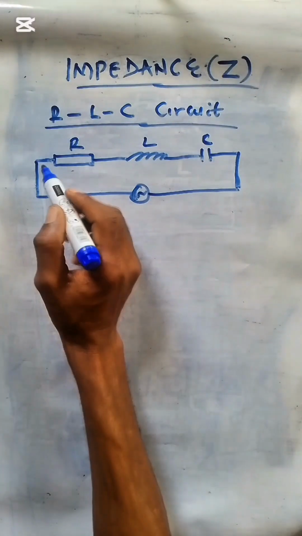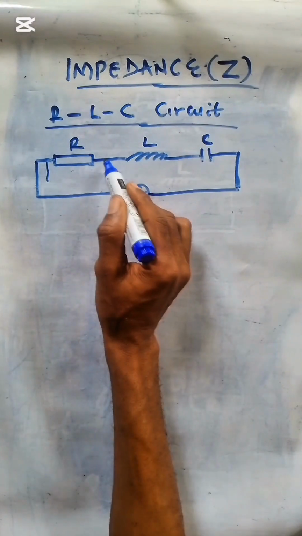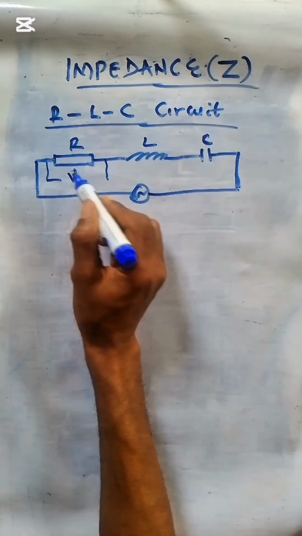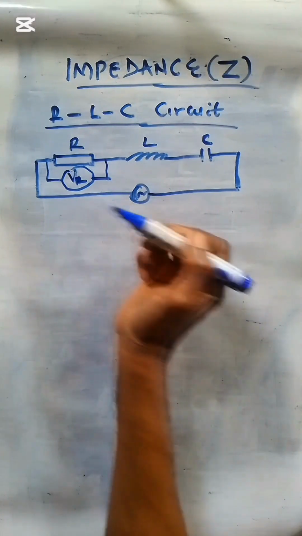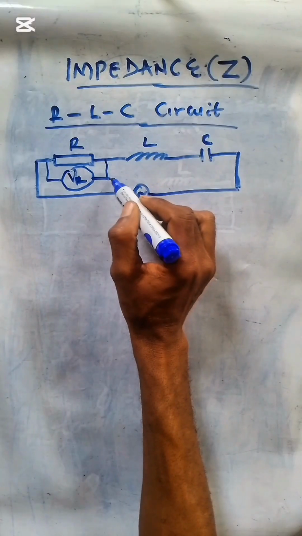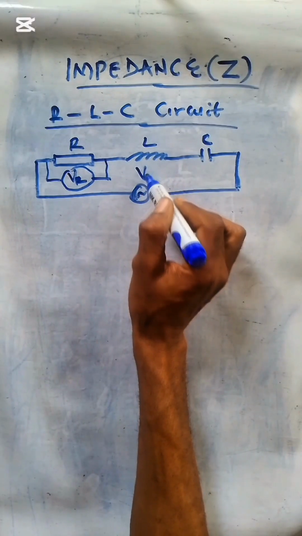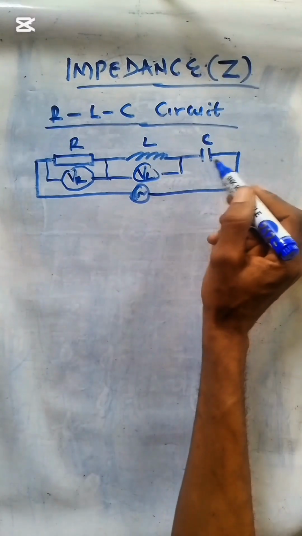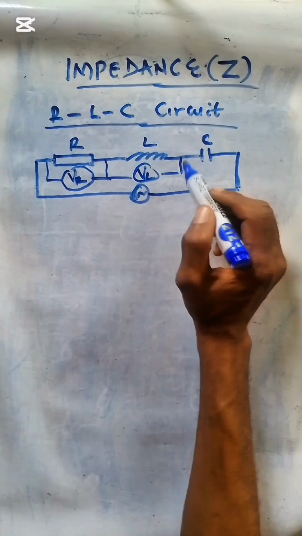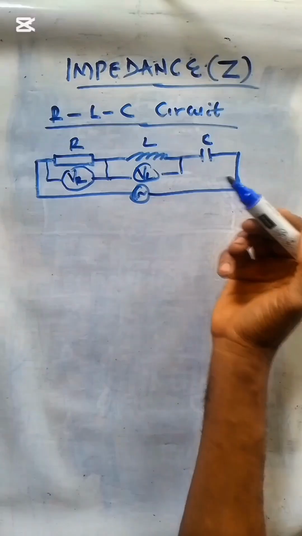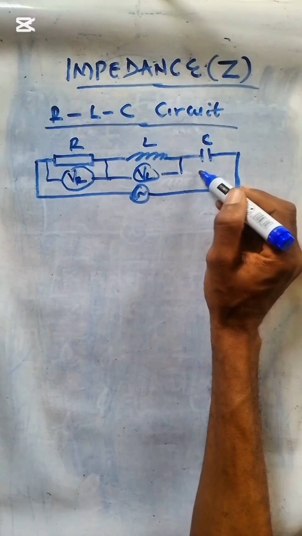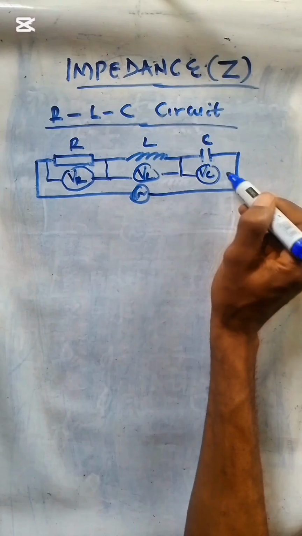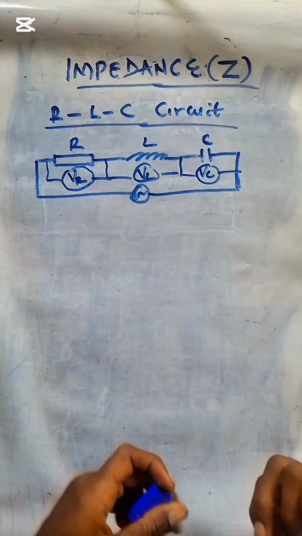Here I want us to know that the voltage across the resistor, let's represent that with VR. Then the voltage across the inductor as VL, and the voltage across the capacitor as VC. Take note of that.